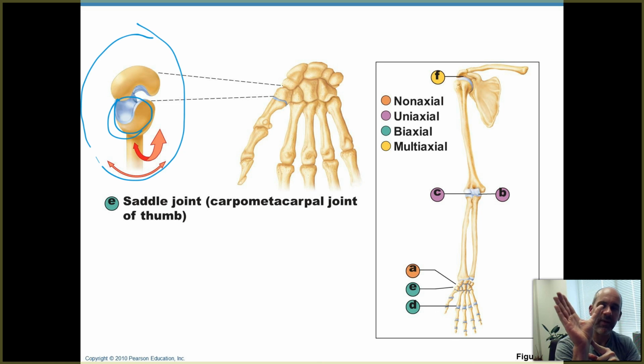Because of its shape, this joint allows us to have opposable motions between our thumbs and our fingers. It allows us to grasp things, and that gives us a lot more ability to manipulate things with our hands than other types of primates that are not able to do that.